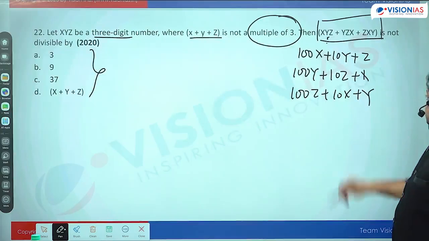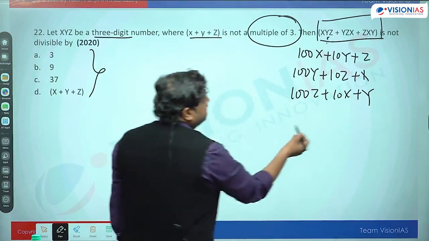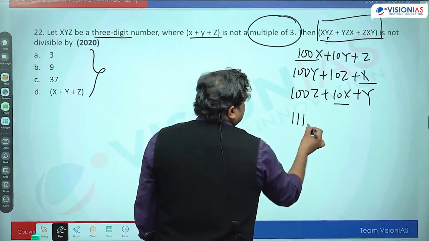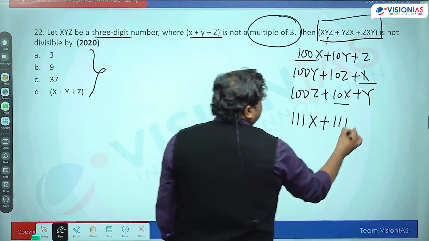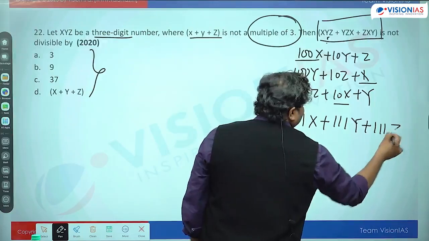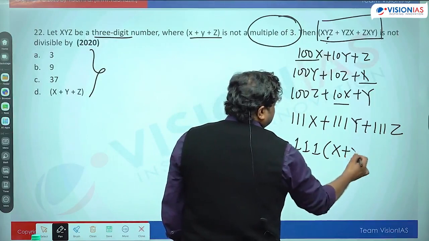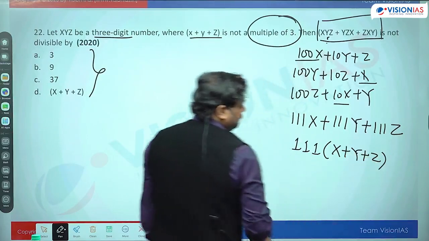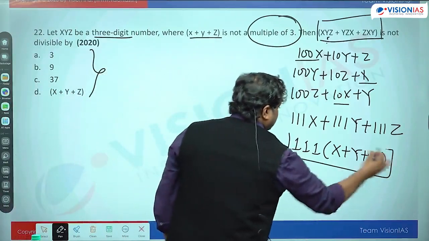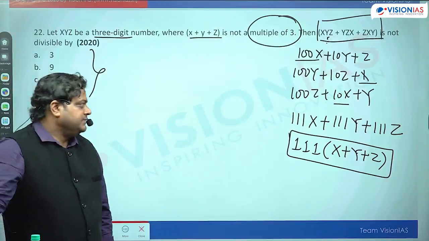सबको जोड़ेंगे तो कितना आ जाएगा? सॉरी, सबको ऐड करा कितना आ जाएगा वैल्यू ये? 111 x plus y plus z. ये आ गया. This is the number in terms of place values.